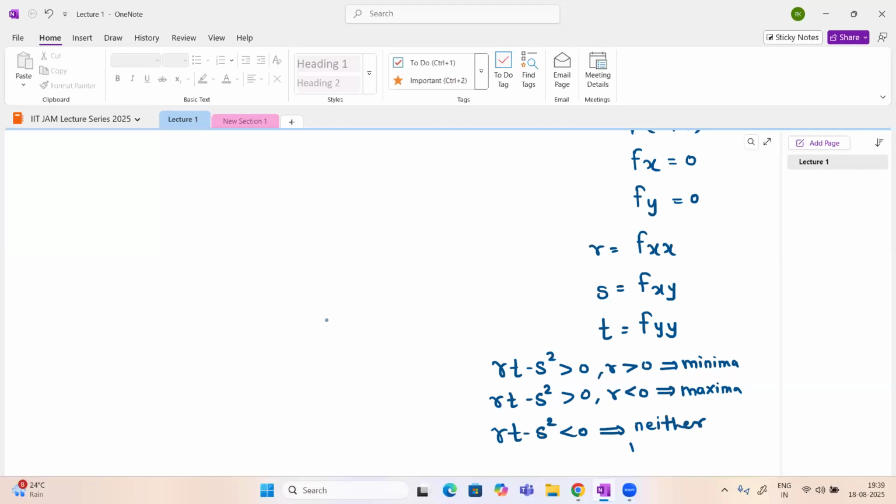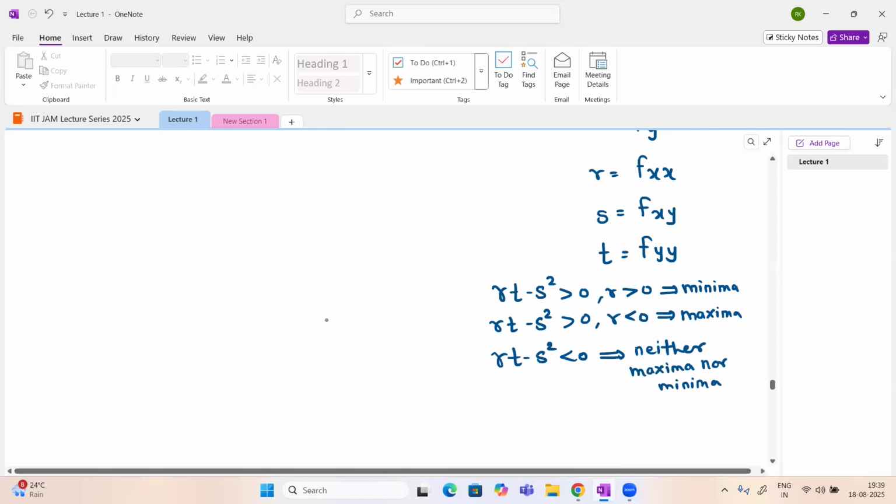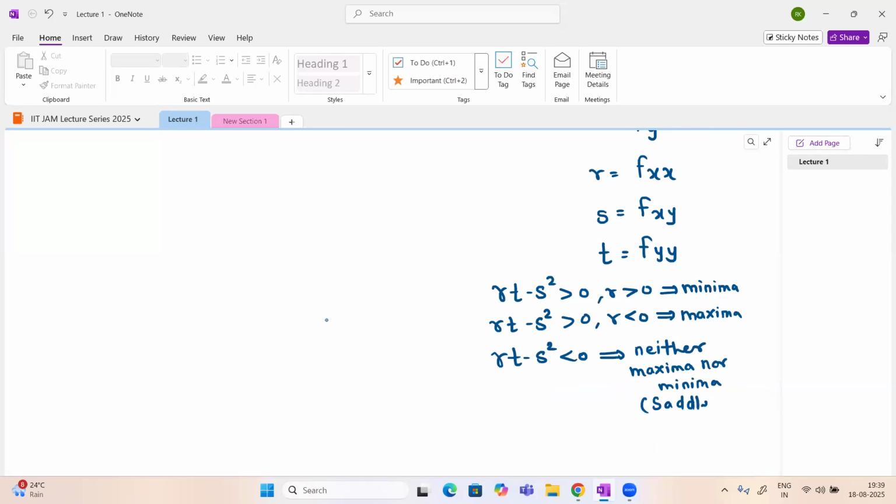Saddle point. Neither maxima nor minima. So when you get the third case, neither maxima nor minima, then the corresponding stationary point is called a saddle point. Let me mention the point we declare a saddle point. That means it's a stationary point, but we are getting neither maxima nor minima.